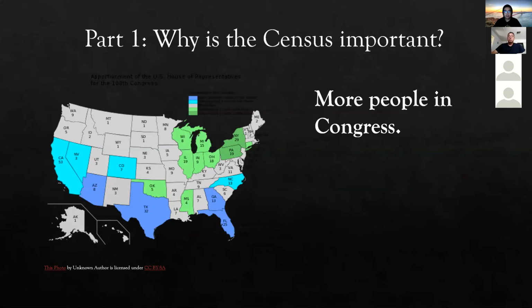Now, if you look at this picture, California is very, very big. It has 53 people in Congress. Right? If there are many people in California, California will get more money. So why is the census important? More people in Congress.